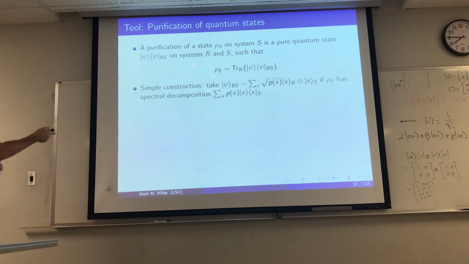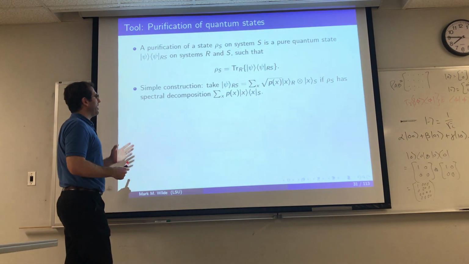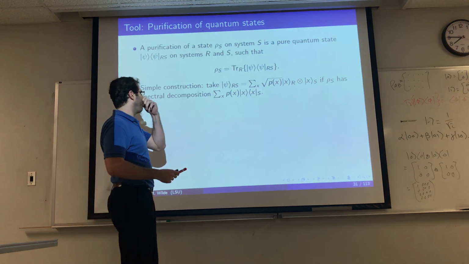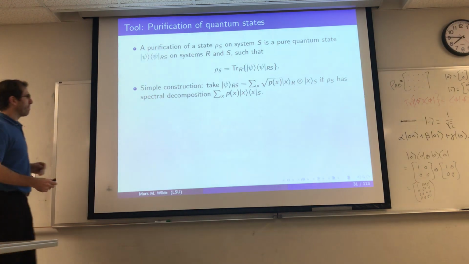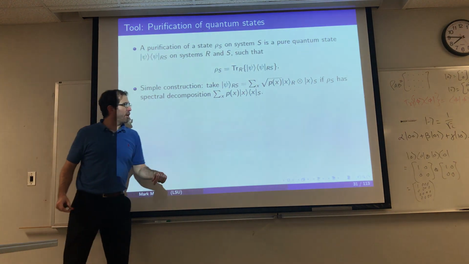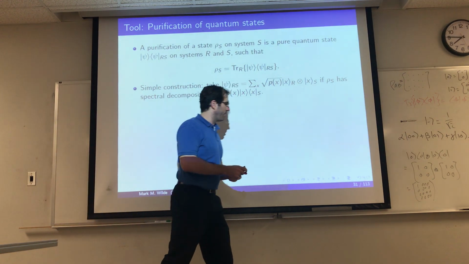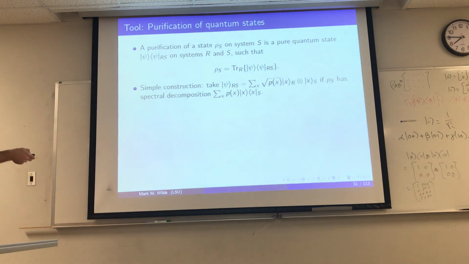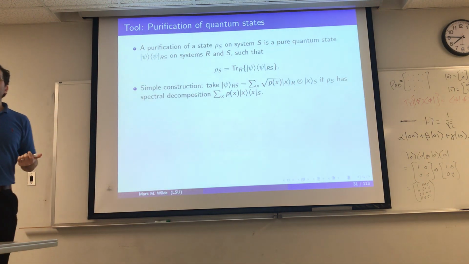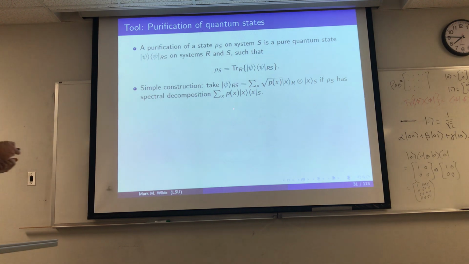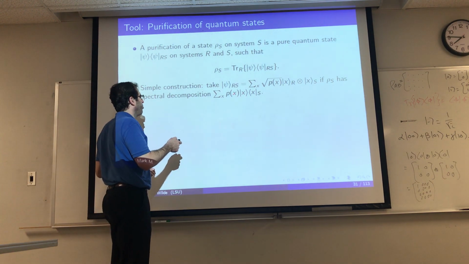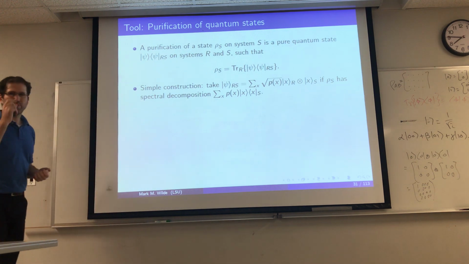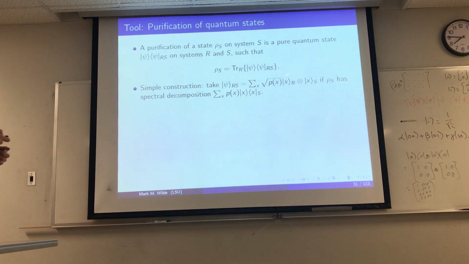Anyway, so if we're given a density operator, how do we construct a purification? It's actually a simple recipe. If we have a density operator rho, we have the spectral decomposition theorem, right? There we get some orthonormal basis, and then we have these probabilities along the diagonal. And then you do this recipe.